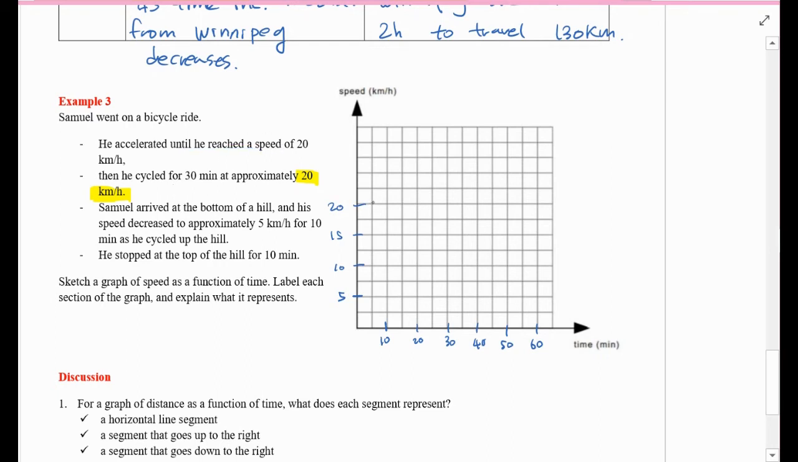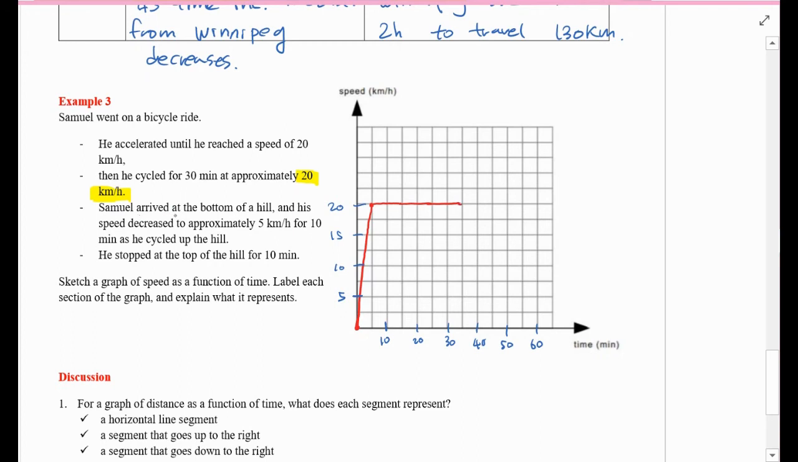So what I'm going to do is he accelerated until he reached a speed of 20 kilometers. So say he accelerated for about 5 minutes. It didn't really say for how long he accelerated, but I'm just going to use 5 minutes. Then here to here. Becomes like this. And then he cycled 30 minutes at approximately 20 kilometers. So 10, 20, 30, 10 minutes, 20 minutes, 30 minutes.